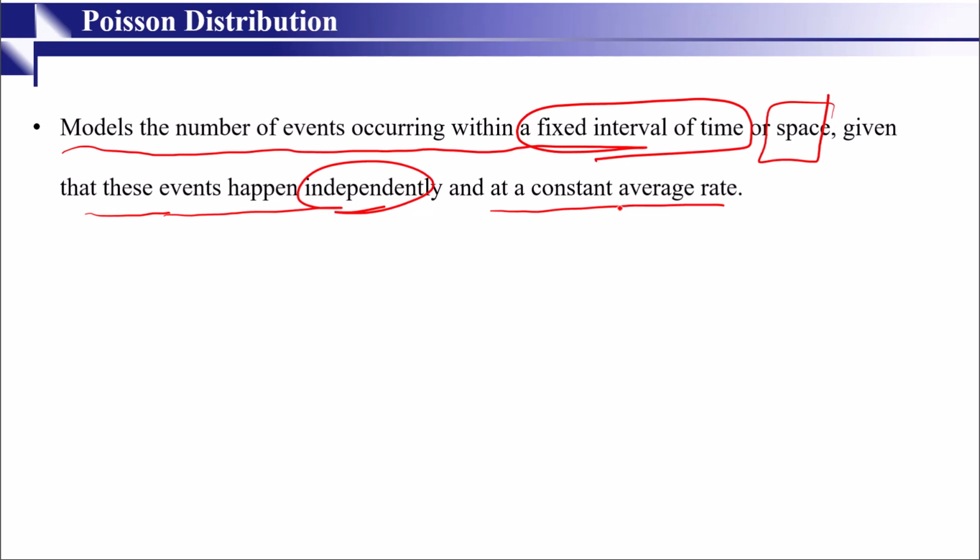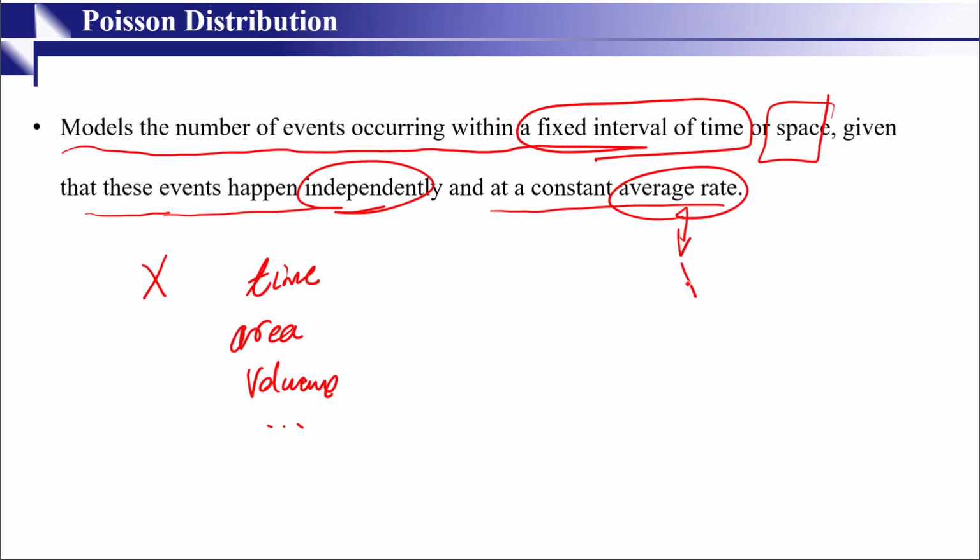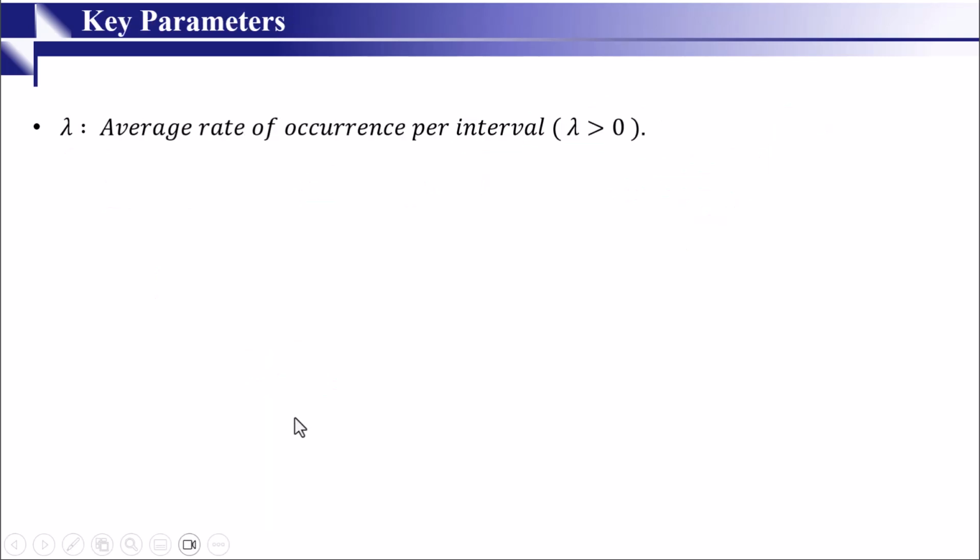The Poisson distribution describes the number of events like x that occurs in a fixed interval. You can say time or area or volume, etc., right? So these events happen independently and also at a constant rate that we call lambda. For example, the number of phone calls arriving in an hour or the number of typos on a page. This distribution is defined by only one parameter, and this is lambda, and the lambda is simply the average rate of occurrence per interval, and this lambda is also greater than 0.